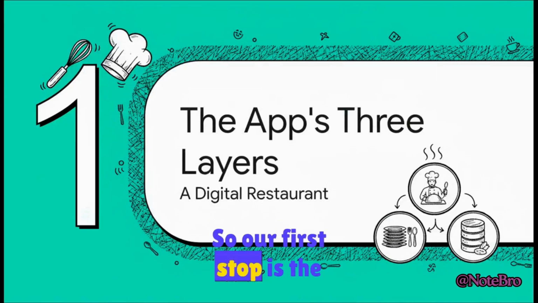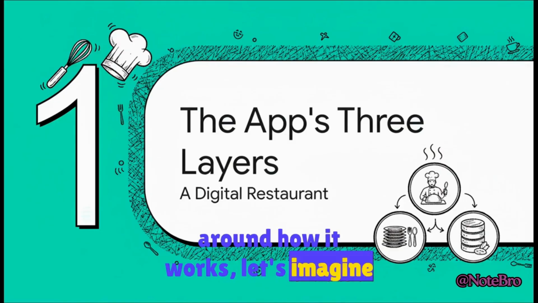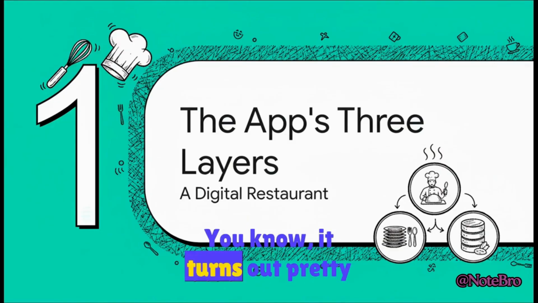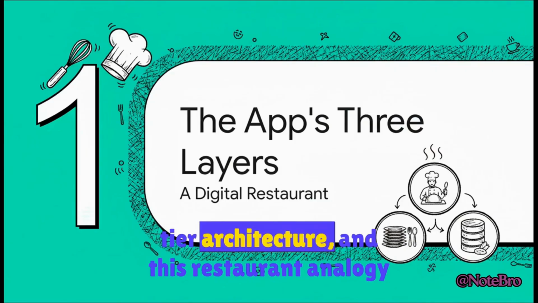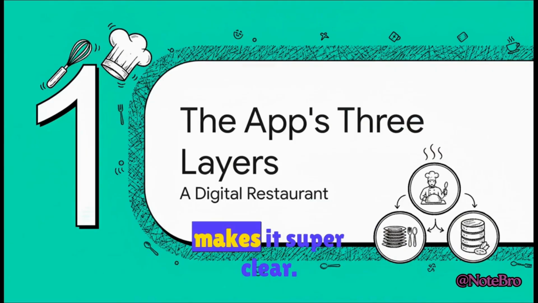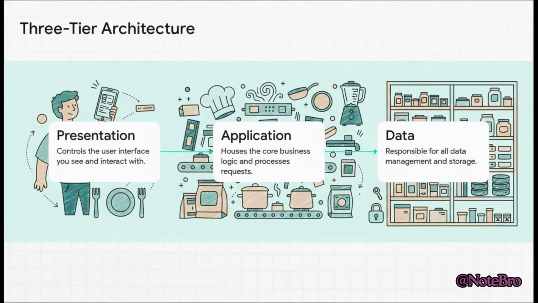All right, so our first stop is the app itself. To really get our heads around how it works, let's imagine it's a restaurant. It turns out pretty much every app you use is built on what's called a three-tier architecture, and this restaurant analogy makes it super clear. So this digital restaurant of ours has three main parts, or tiers.